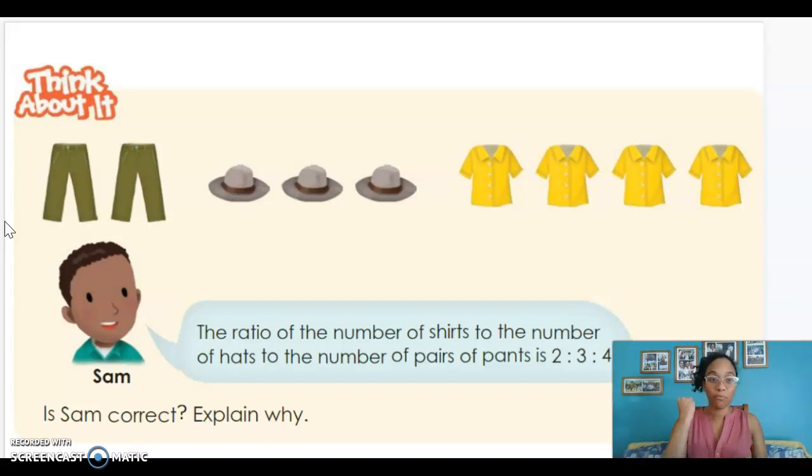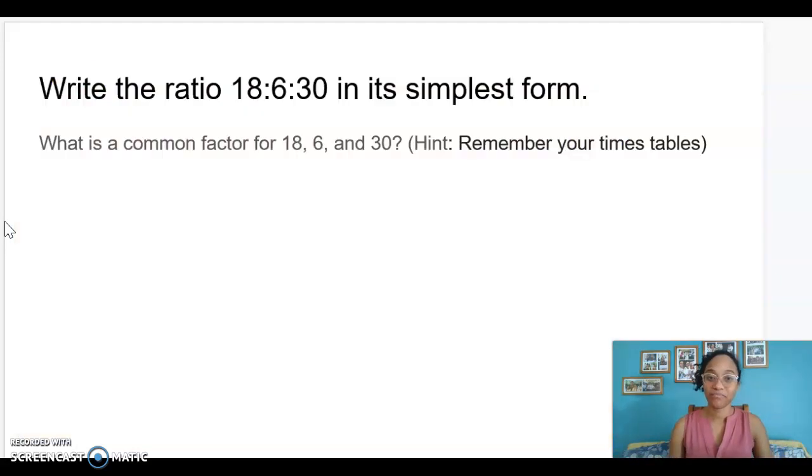It doesn't matter if we're comparing 2 quantities or 3 quantities. So if we want to talk about the ratio of 2 to 3 to 4, that's the ratio of pants to hats to shirts, which is not the same ratio as that of shirts to hats to pants, which would be the ratio 4 to 3 to 2. So order matters. In this case, Sam got that one wrong. He did the order opposite, so the ratio was not correct.